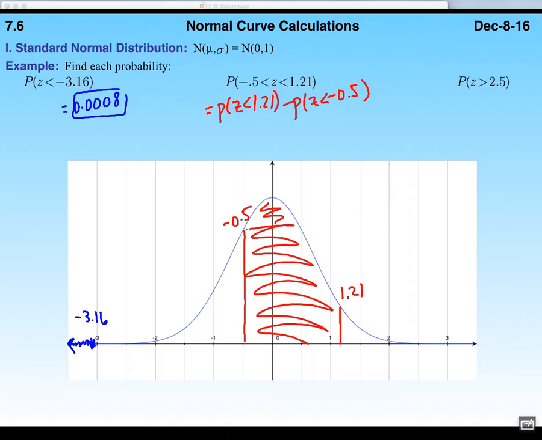So, probability that z is less than 1.21. This is the negative side. If you flip the table over, that's the positive side. So you go to 1.2, go over to 1, and you get 0.8869. Please make sure you're looking these up with me so that you know how to use this table as well as I do. Did you guys get that? Yeah? Okay. So then, less than negative 0.5, you're going to have to go back to the negative side. It'll be negative 0.5 and then go over to 0, which is 0.3085.